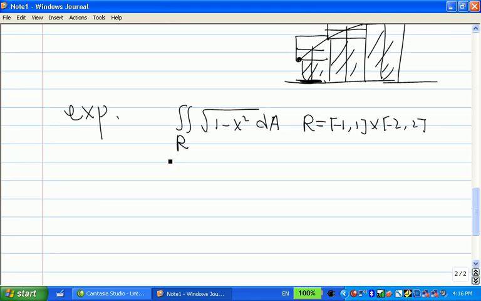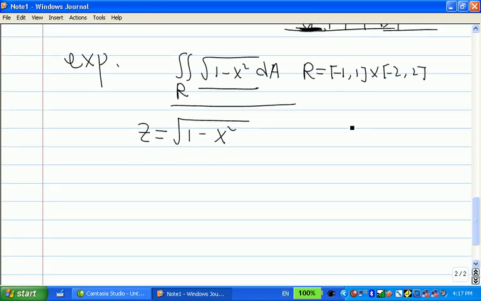So to find this one, you have to understand what a double integral is. Remember, a double integral has been defined as the limit of the summation of f(x_i) dA, which gives you the volume under the surface. So to find this one, we have to understand what surface we're talking about here. Your surface here is z equal to square root of 1 minus x squared. So what surface is that?